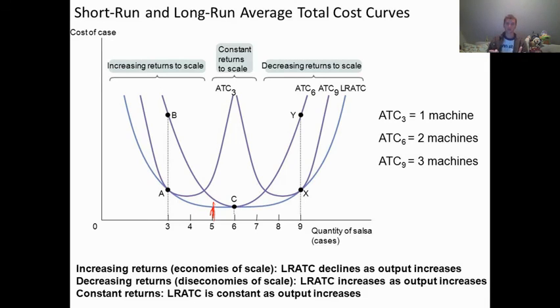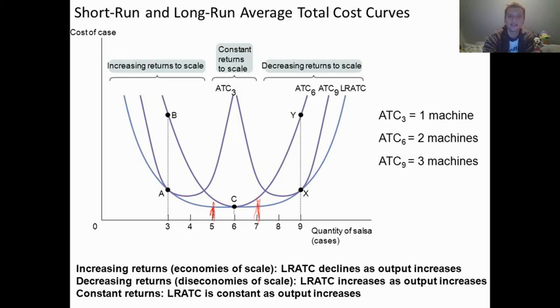Now for returns to scale, we do have a constant returns to scale, which is exactly what it sounds like. As you change your output levels, you no longer are seeing a benefit in terms of reducing costs. So it's constant returns to scale. It's a flat portion of your ATC.